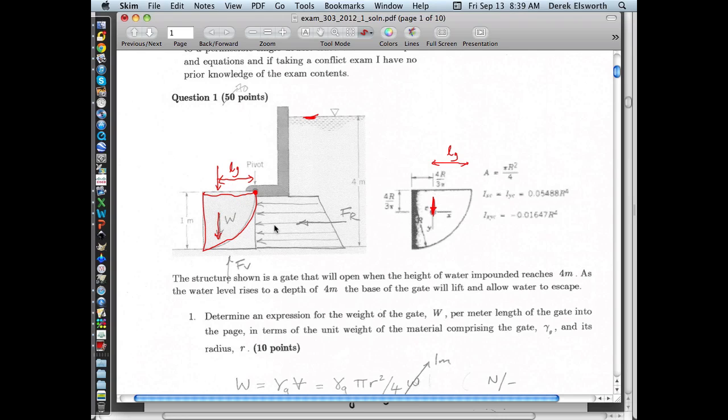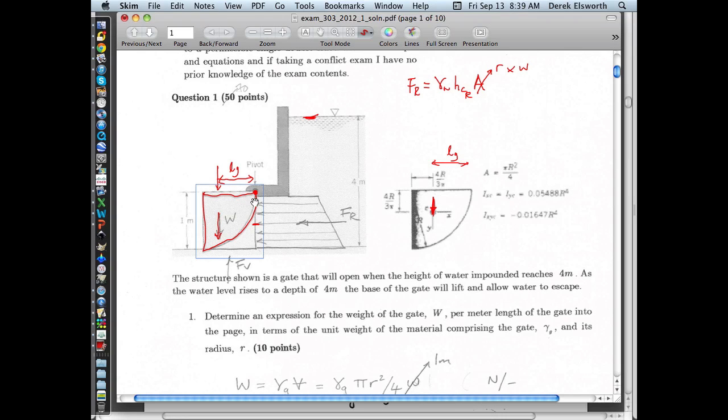So the horizontal force would be given by what? F_R is equal to the unit weight of water times the depth of the centroid for the horizontal part times the area. What's the area? The area is equal to the radius times the depth into the page. The depth of the centroid is going to be equal to, this is 1 meter, so this is going to be 4 meters down and half a meter up.